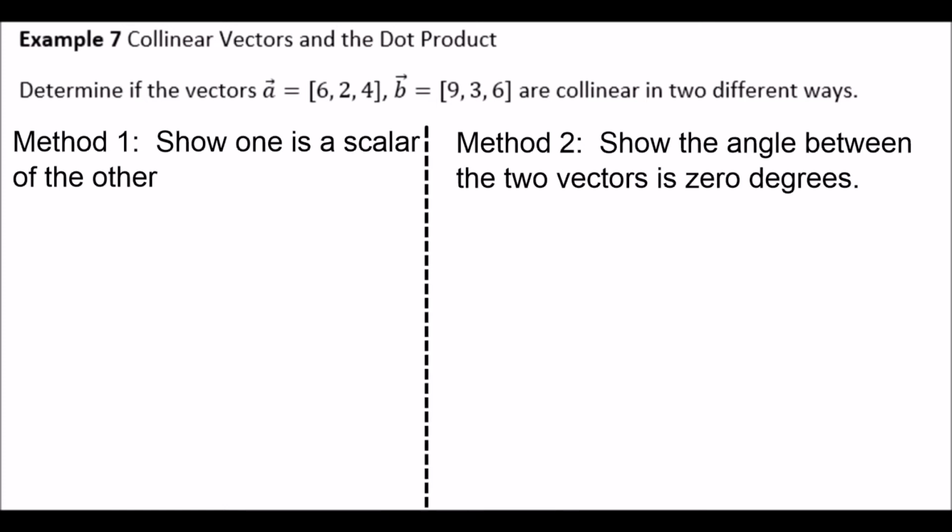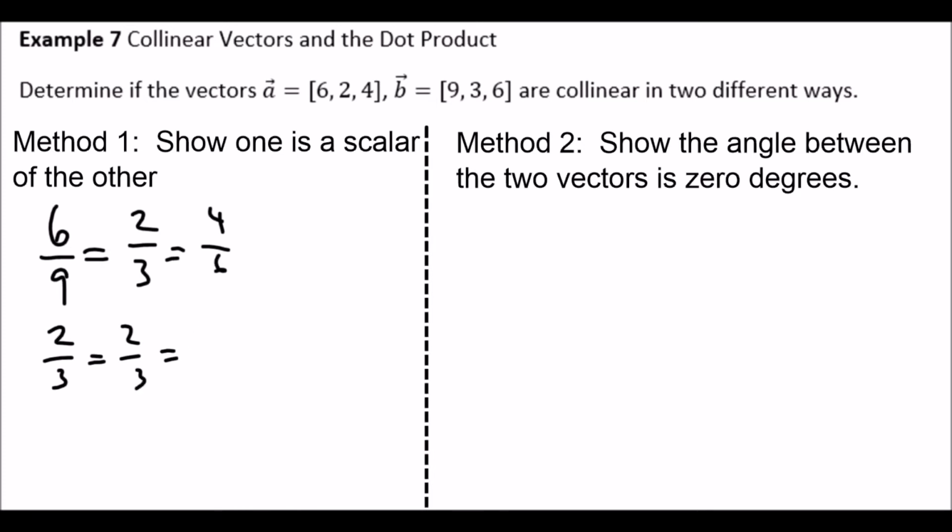So the first one, I'm going to put up the first coordinates. So here I'm going to have 6 over 9. So the first coordinate of A over the first coordinate of B is equal to. Now the middle coordinate's 2 over 3, and that's equal to 4 over 6. I can see that I can simplify this fraction down to 2 over 3. This is also 2 over 3. And I simplify that fraction down to 2 over 3. Since all the ratios are equal, then the two vectors are collinear.